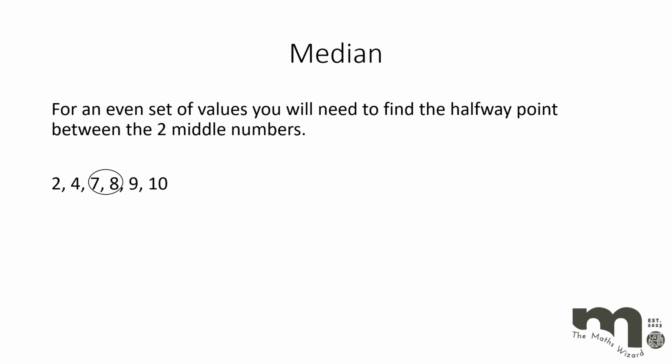Now you might not be able to look at the numbers and work out the halfway point. If that's the case, you just do this. You add them together. So 7 add 8 will give you 15, and then you half it, and that will give you your 7.5. So as we can see here, 7.5 would be the median for this one.